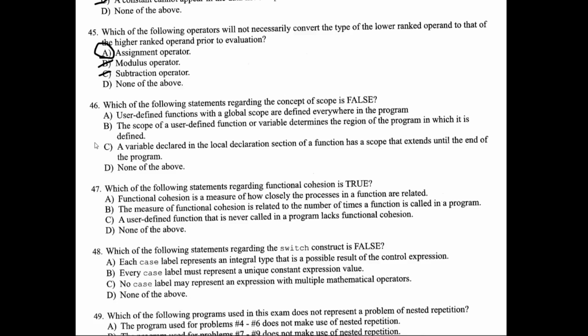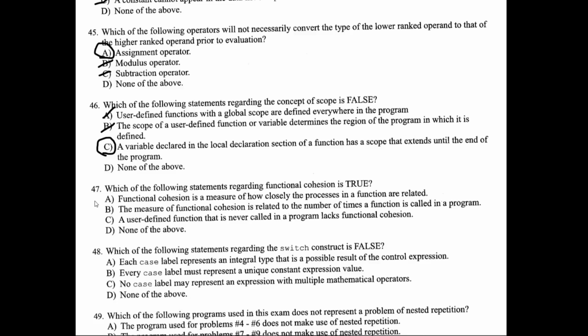A, user-defined functions with a global scope are defined everywhere in the program. That's true. B, the scope of a user-defined function or variable determines the region of the program in which it is defined. That's true. That's the definition of scope. C, a variable declared in the local declaration section of a function has a scope that extends until the end of the program. That is not necessarily true. If that function is returned and is no longer being executed, then that variable that's declared in the local declaration section of the function is not going to exist anymore. It is not going to be in scope of the program. So the answer is C.